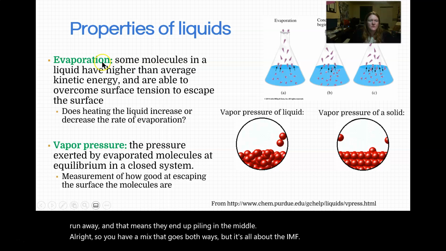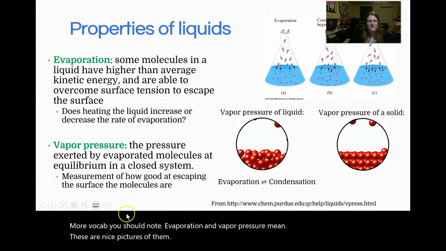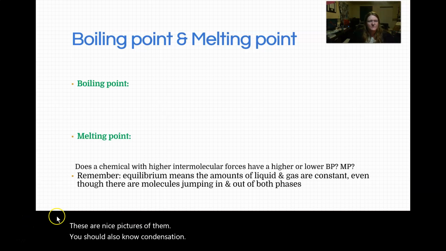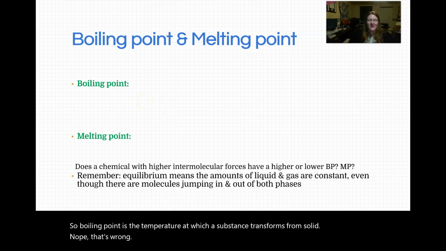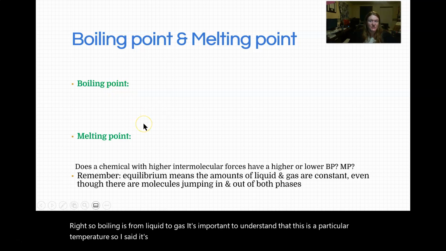More vocab. You should know what evaporation and vapor pressure mean. These are nice pictures of them. You should also know condensation. So a boiling point is the temperature at which a substance transforms from solid, nope, that's wrong, from liquid to gas, right? So boiling is from liquid to gas. It's important to understand that this is a particular temperature. So I said it's the temperature at which.